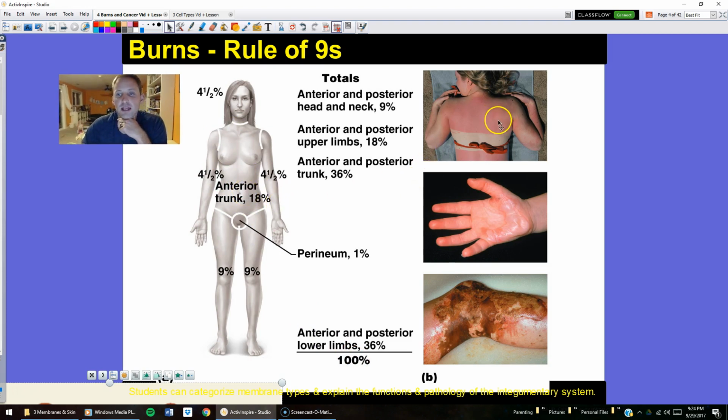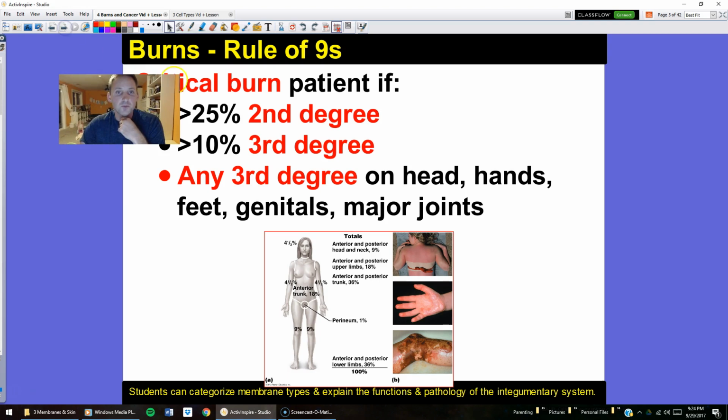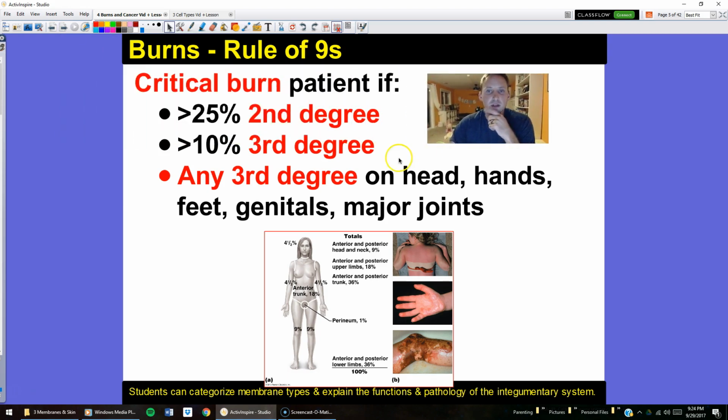So a medical professional will look at the severity of the burn and the percent of the body that is covered by that burn. So the most testable thing here would be this. So I'll definitely write this down. If you have over a quarter of your body, 25% of your body covered in a second degree burn, or over 10% covered in a third degree burn, or any third degree burn on these particular areas, head, hands, feet, genitals, major joints, you are considered a critical burn patient.